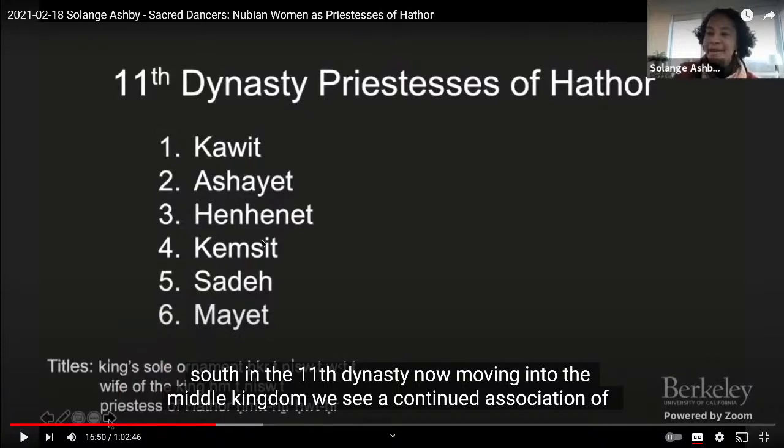As we see Kemsit right here. I don't know Henhenet or Ashayet or the meanings of the others, but I'm familiar with that term. Some of these terms might even be coming from a different Nubian lexicon, but let's let her talk.